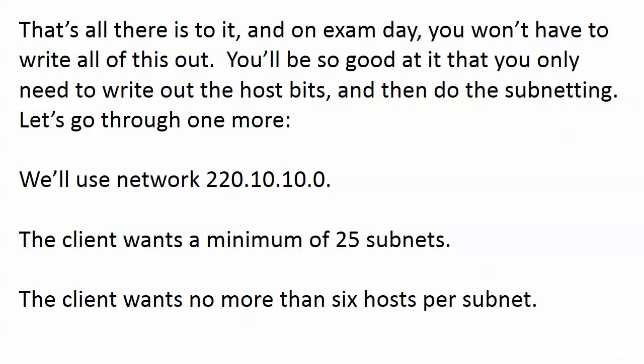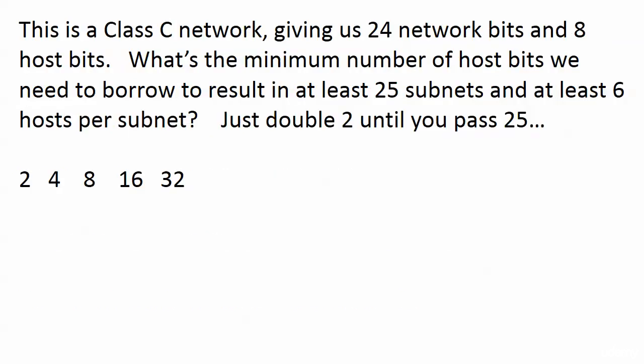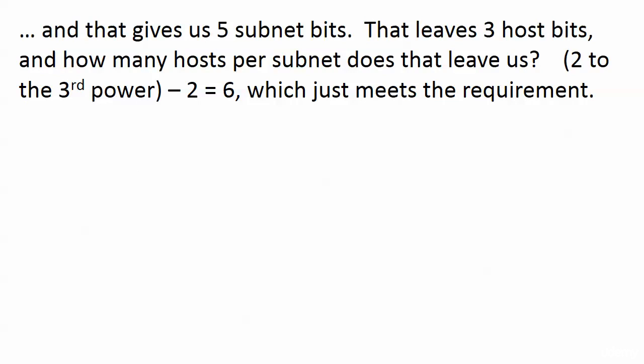And we know that's got a /24 network mask, so that's 24 network bits, 8 host bits, and what is subnetting? Borrowing the host bits. So what's the minimum number of host bits we need to borrow to have at least 25 subnets? 2, 4, 8, 16, 32, 5. So that leaves us 3 host bits. So what exactly does that do for us? It just meets the requirement because that leaves us 3 host bits, and each subnet will have 2 to the third power minus 2, which is 6 hosts per subnet.